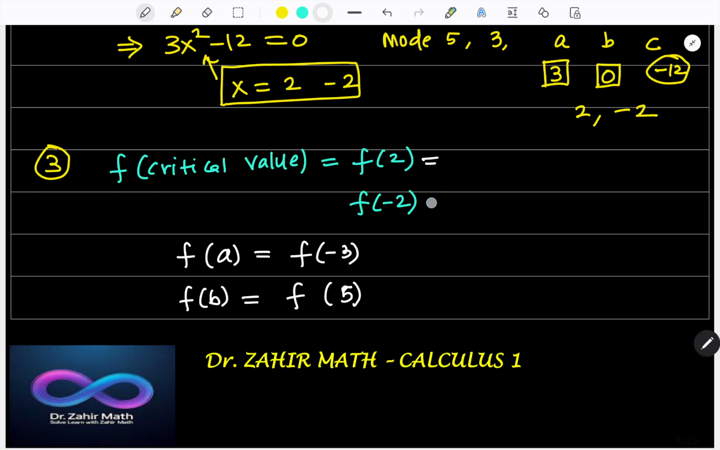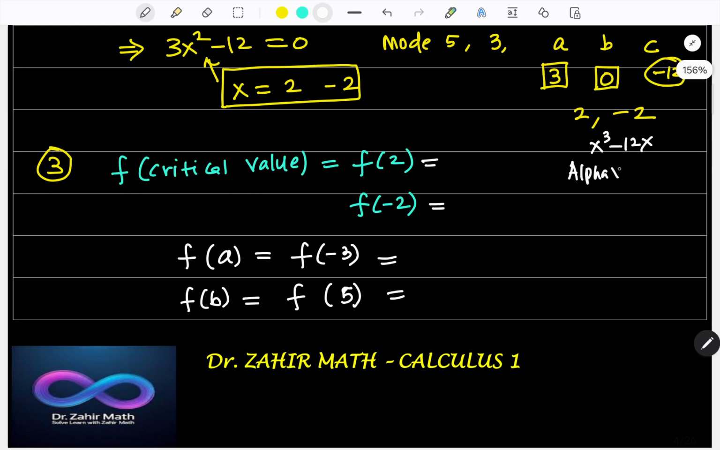Where I have to put all these things? I have to put them in the equation. What is your equation? x cube minus 12x. Take your calculator, all of you. Shift 9, 3 equals, restart. You're going to type the equation: alpha x power 3 minus 12 alpha x. Again I'm telling you, alpha x power 3 minus 12 alpha x.